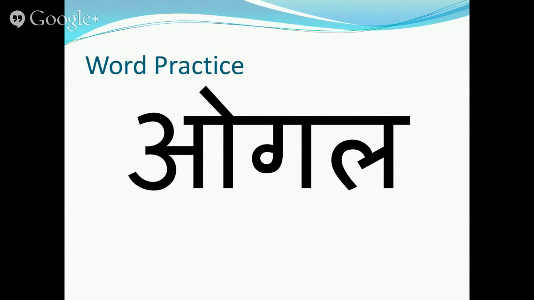This is O followed by ga followed by la. Ogal. Now once again, remember this L sound is formed with the tip of your tongue at the front of your mouth. So we don't want to say ogle, we want to say ogal.